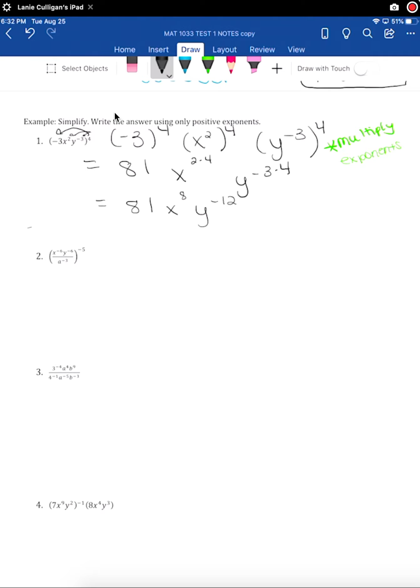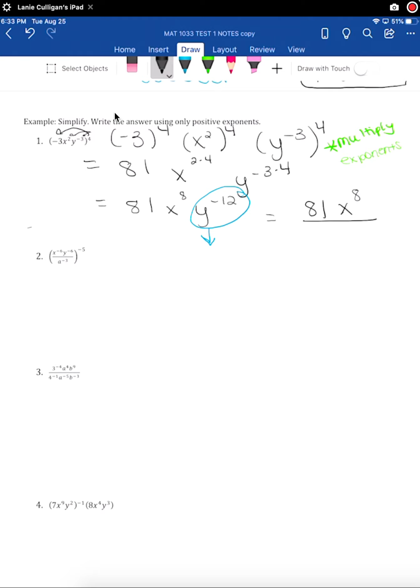Now, we have everything combined, but why is this not our final answer? I have a negative exponent. I have to write that as a positive exponent. We said that negative exponents flip our term across the fraction bar. So this y to the negative 12th is going to go to the bottom of our fraction.